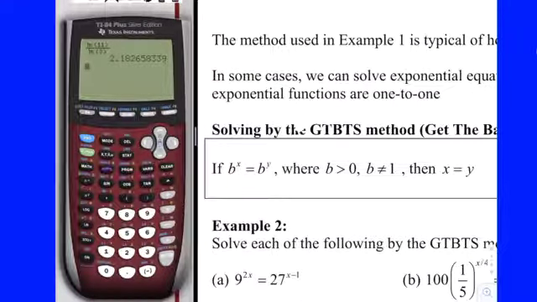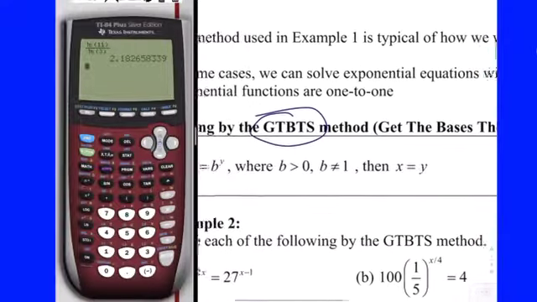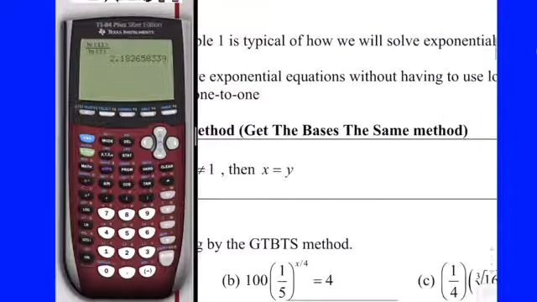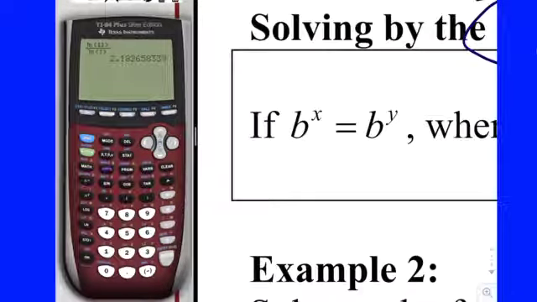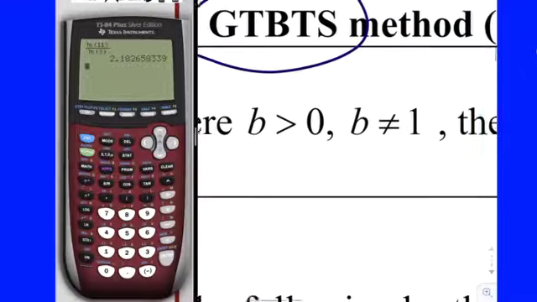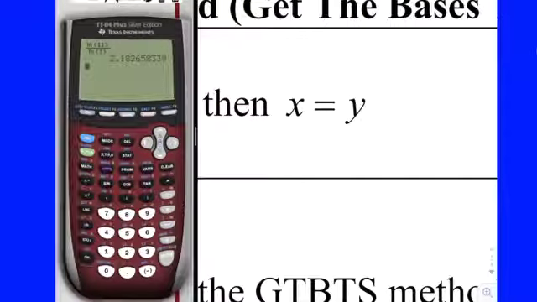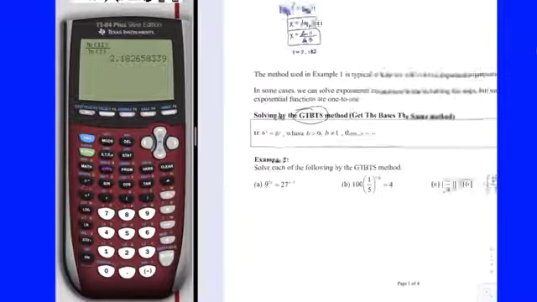So solving by the GTBTS. I've already kind of shown this to you in the previous section. That's just the name I give to what getting the base is the same. So here's what it says. If b to the x equals b to the y, that is, you have the bases b the exact same, since exponential functions are 1 to 1, that means that the exponents have to equal each other. Okay, we've done this already.